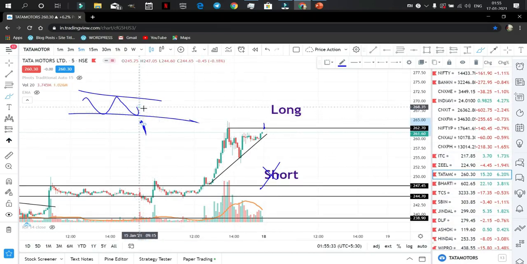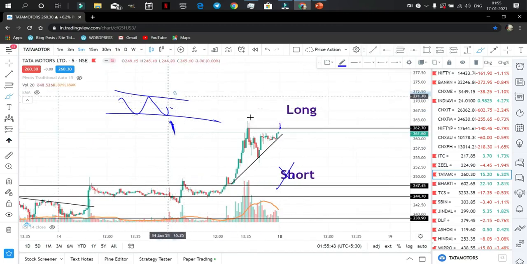Nifty can open flat, or Nifty can open gap up. Now Nifty opening gap up is not the most probable scenario on Monday, so my long trades have been fewer, but nevertheless I have also considered long trades, like Tata Motors being one of the examples.